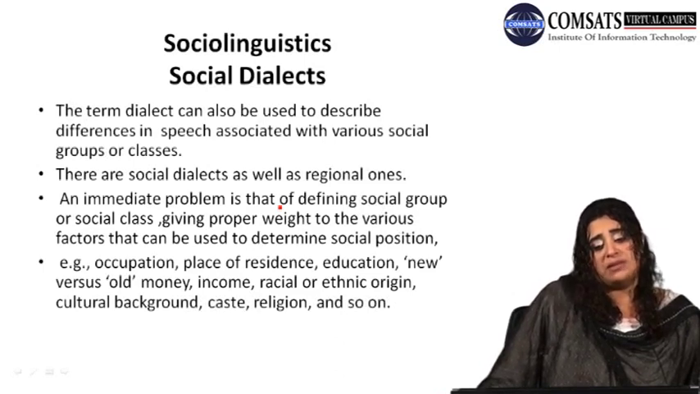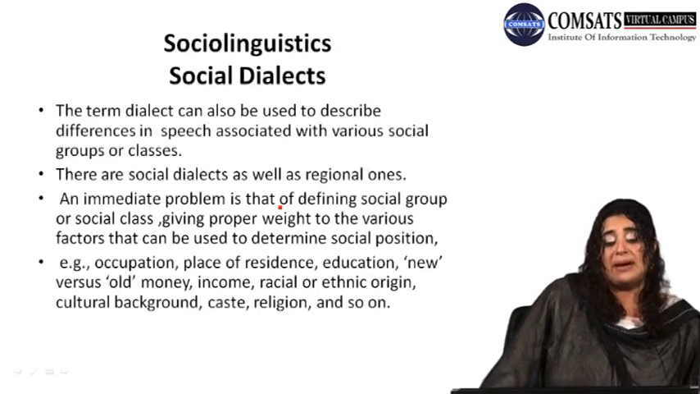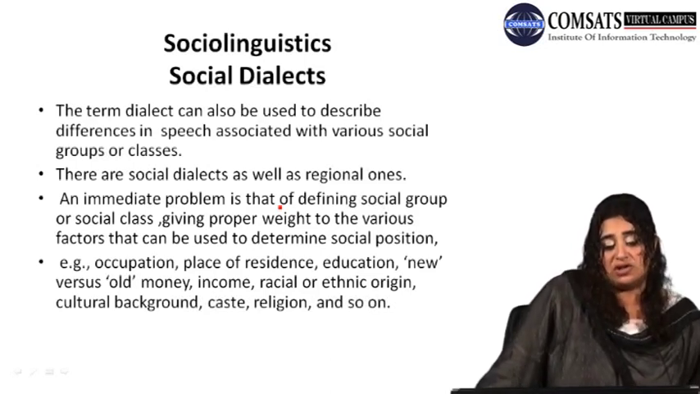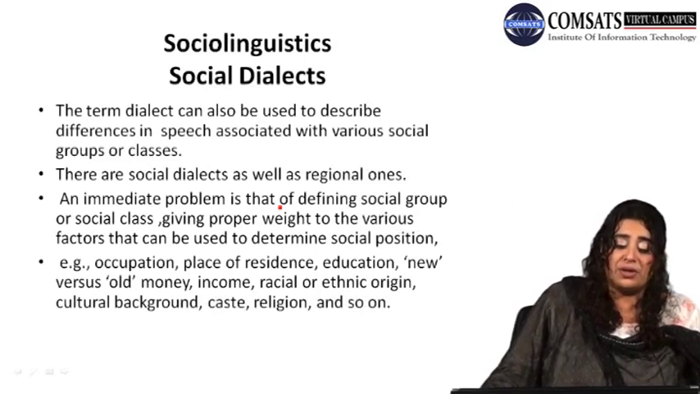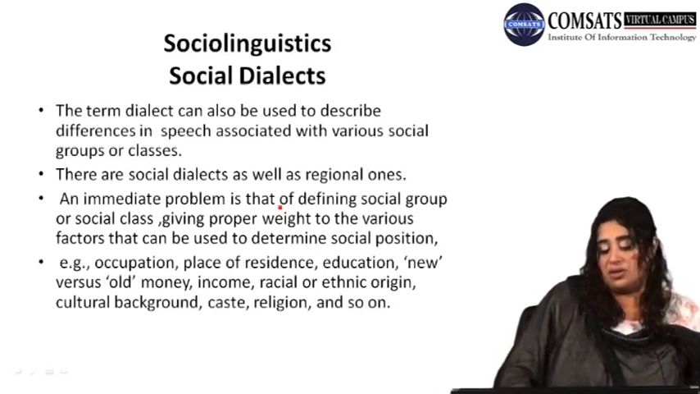An immediate problem is defining a social group or social class, giving proper weight to the various factors that can be used to determine social position, for example, occupation, place of residence, education, new versus old money, income, racial or ethnic origin, cultural background, caste, religion, and so on.